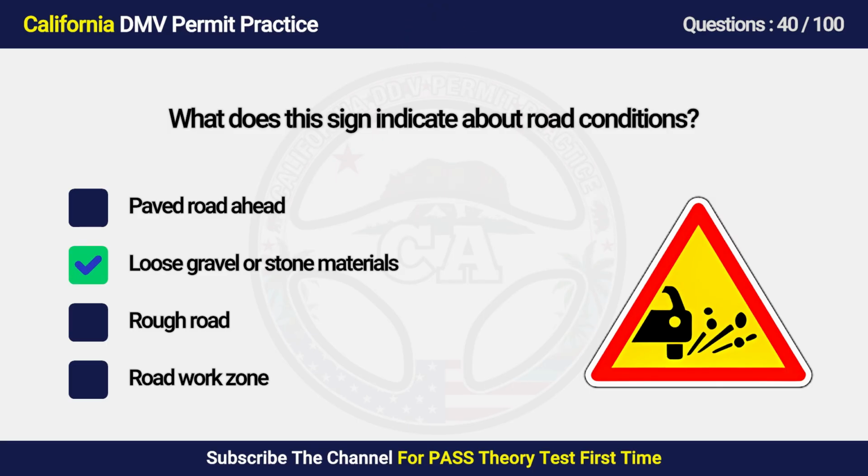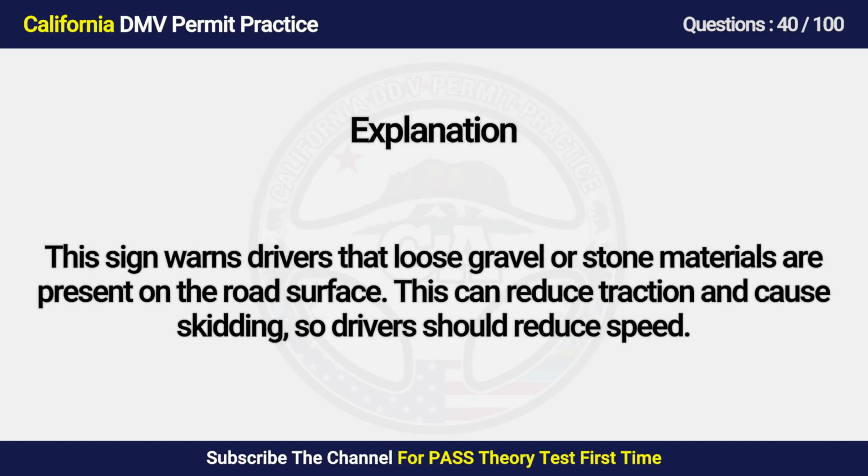Answer is B, loose gravel or stone materials. This sign warns drivers that loose gravel or stone materials are present on the road surface. This can reduce traction and cause skidding, so drivers should reduce speed.